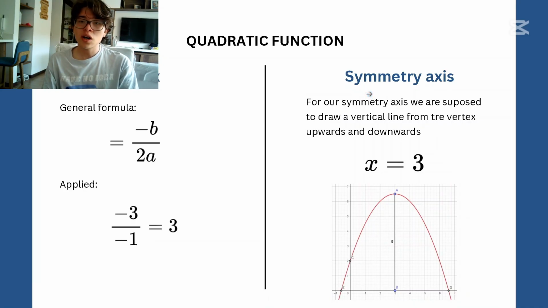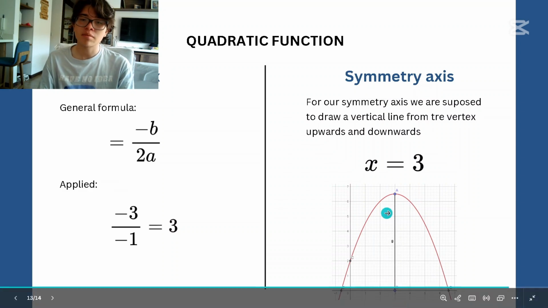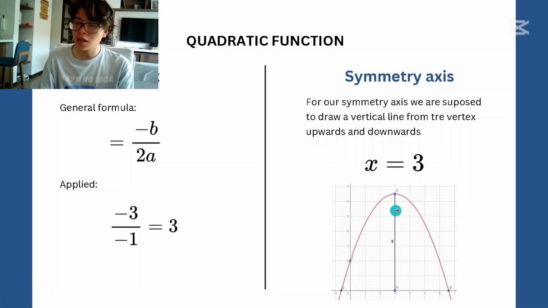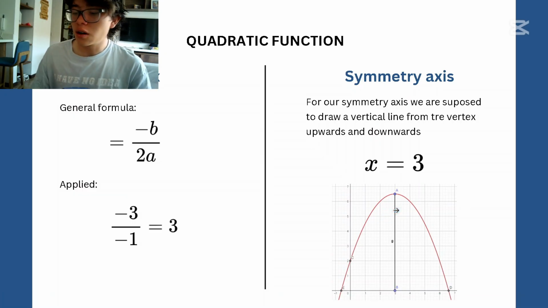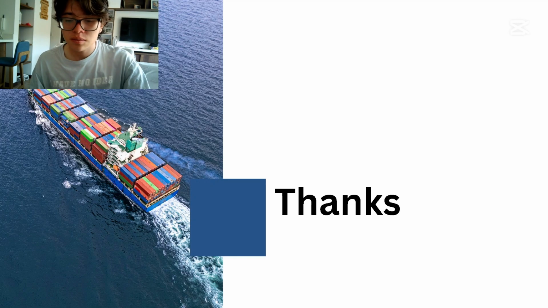We just need to draw a line parallel to our y-axis, and it has to cross the vertex. We have here our symmetry axis. I drew this symmetry axis just for our physical proportions. It should be from minus infinity to plus infinity in a regular function, but I just took the physical proportions of our robotic arm.